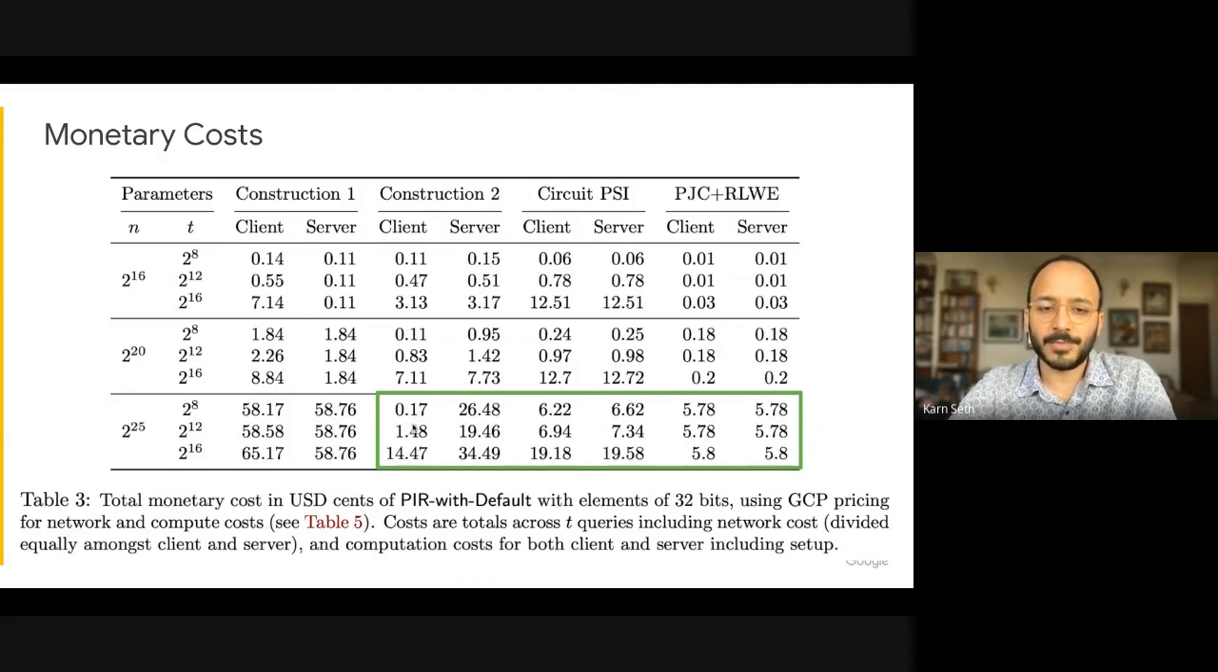But basically, our protocol offloads a lot of the monetary costs to the server. And in fact, if you look at the total costs, our total costs are higher than existing works, but moderately higher. So they're still somewhat competitive. But we have the huge benefit that the client does not incur as much cost as the server.